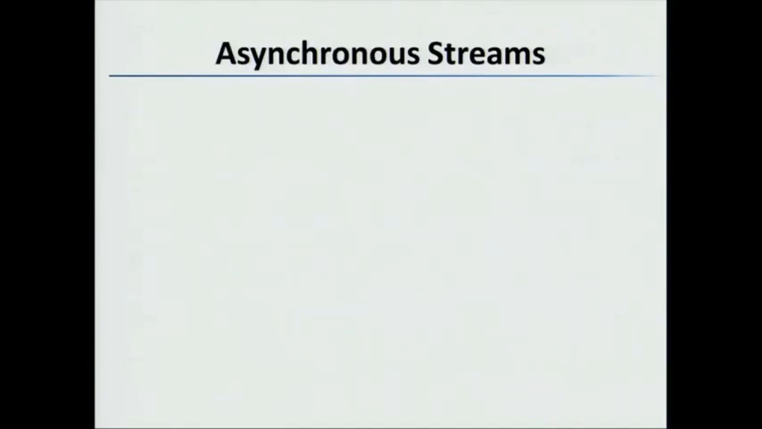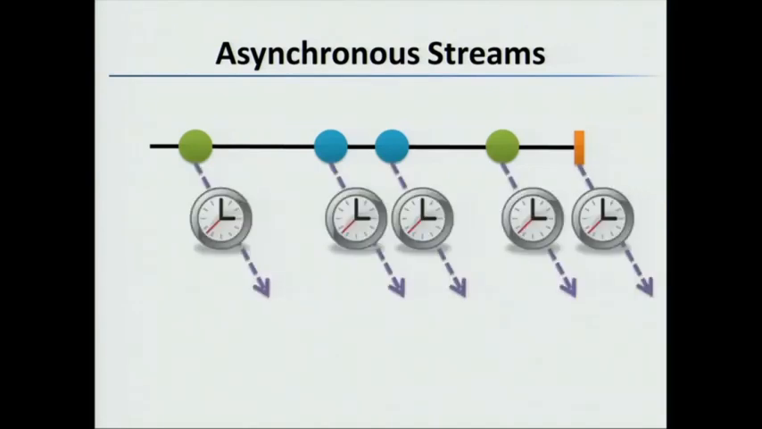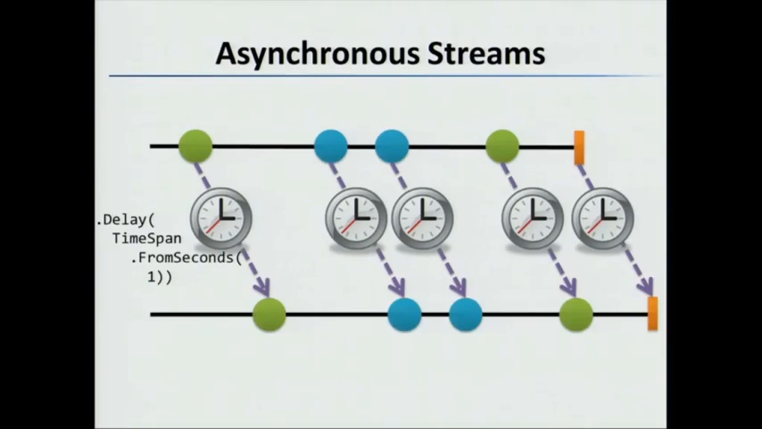Another part of the asynchronous data streams is the asynchronous part, and the asynchronous part brings in the notion of time. So again, we have a sequence here, the same thing, we have some on next messages, some are green or some are blue. But in this case, we don't care about the color of them. In this case, we care about the time. So for example, we might want to shift all of the messages by like 1 second. And so what we can do is we can say delay.